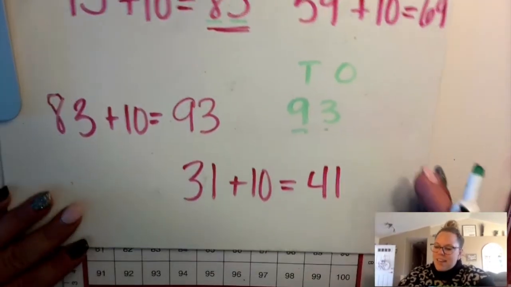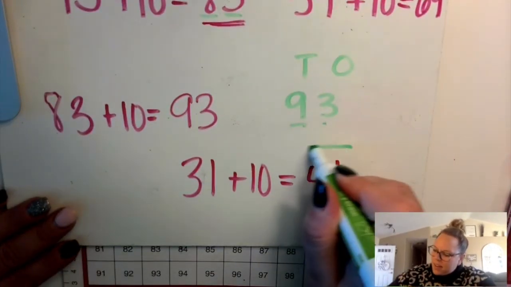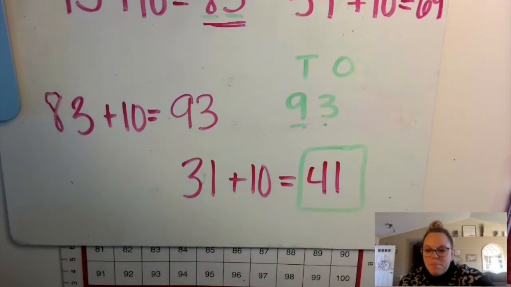What about the number 41? I'm not going to write tens and ones up there. I want you to take a look at the number. Number is 41. Which digit tells you the number of ones?